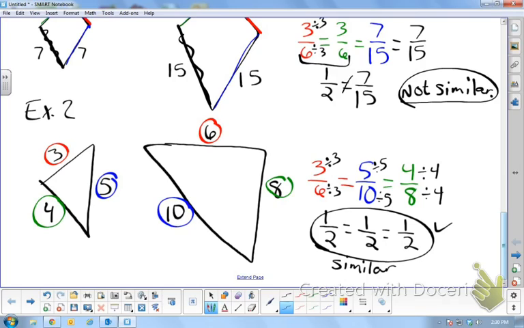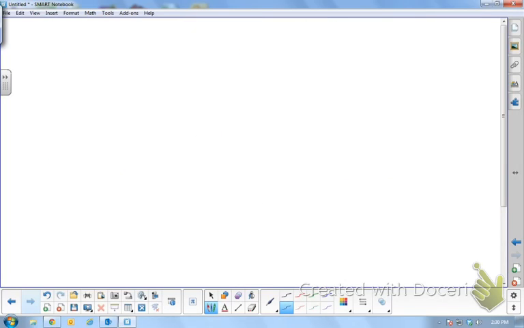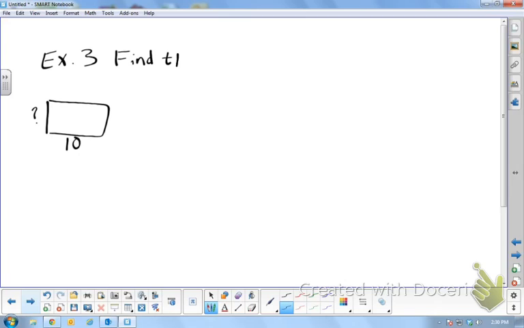So the second thing we need to worry about is what if we already know they're similar, but we only know parts of the information about the sides. We don't know all of the information possible about the sides. Say we have a rectangle. We don't know what that first side is, but we know the second side is 10. The instructions will say, find the missing length, or find the missing side length.